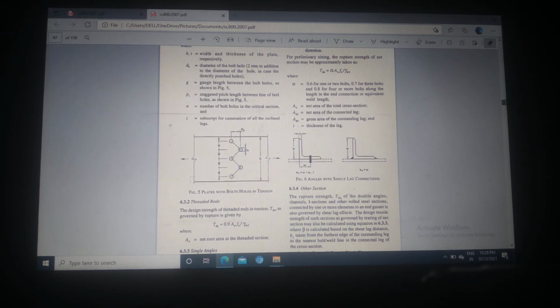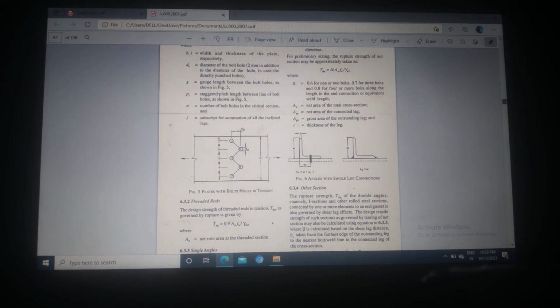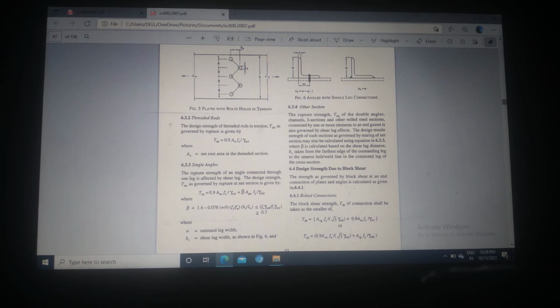Then I want to tell you that in case of net area rupture, you have to understand one more thing, and that is very important. You can see that in case of net area rupture design strength, the formula is different for plates and different for angles. For plates, the formula is simple, 0.9 An Fu upon gamma m1. I think you can calculate it simply. But for angles, I already told you there will be the shear lag effect, beta will come, on the basis of b s. I already told you, you can revise it in the previous video.